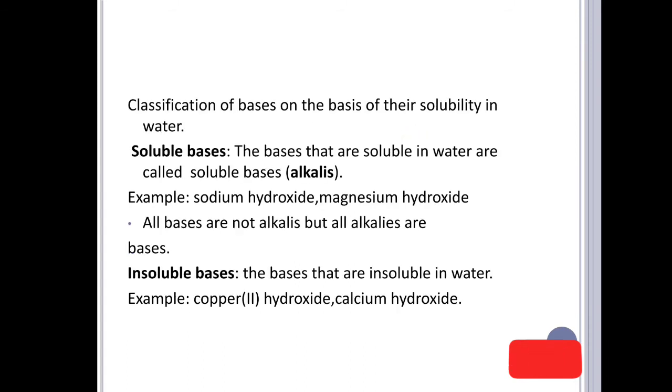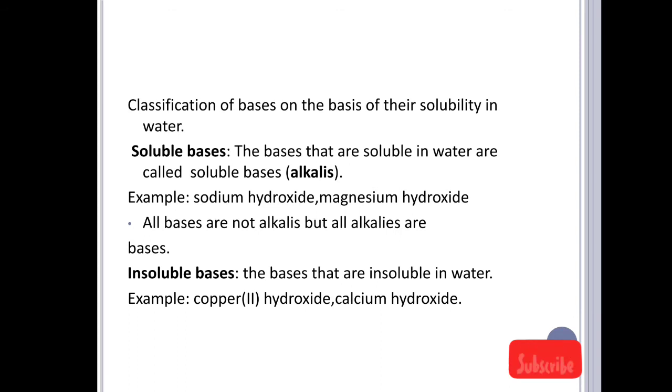These bases are also of different types. On the basis of solubility in water, bases are of two types: soluble bases and insoluble bases. Soluble bases means the bases that are soluble in water. Soluble bases are also known as alkalis. Some examples are sodium hydroxide, magnesium hydroxide.